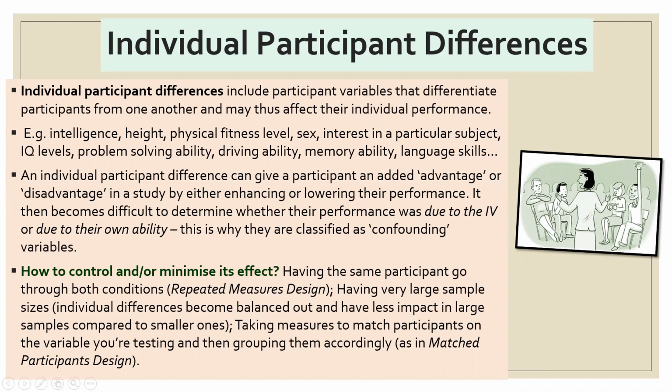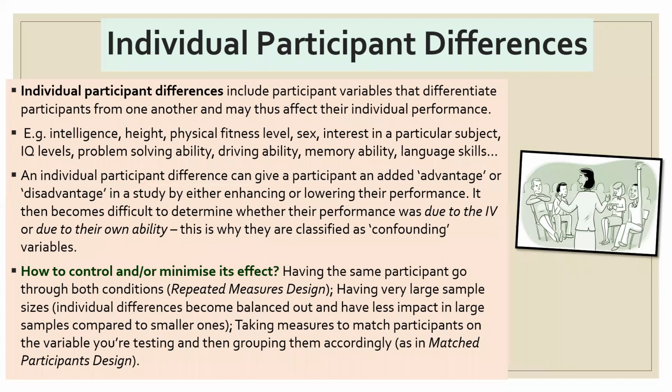There's so many you can think of depending on the study. These will actually go on to have an effect on the DV. Okay, and because individual participant differences can give participants either an advantage or a disadvantage in the study, it then becomes difficult for us to determine confidently that the DV was due to the actual IV, or that it wasn't due to their own ability. So it becomes a little bit difficult for us, and the DV does become confounded.